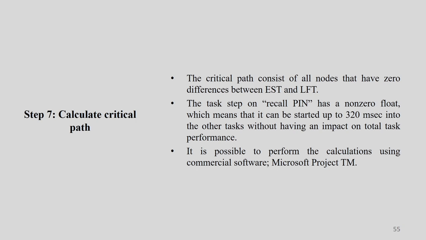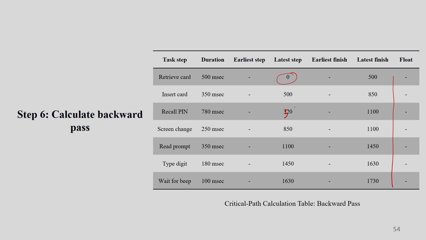So the critical path consists of all nodes that have zero difference. The task step on recall pin has a non-zero float, which means that it can be started up to 350 milliseconds into the other task without having an impact on the total task performance. You can see this particular pin, after 350 milliseconds as well, you have no impact on the whole process.